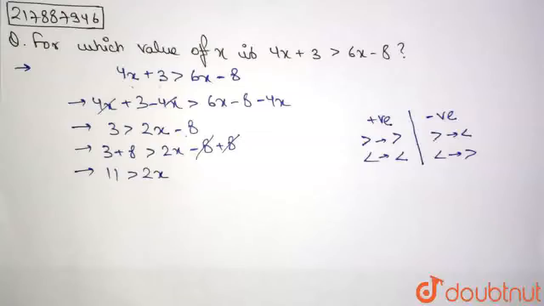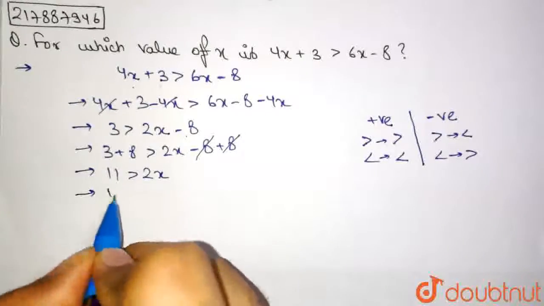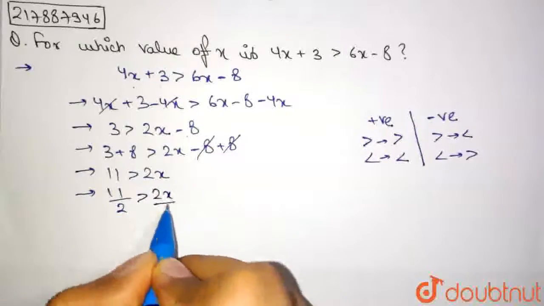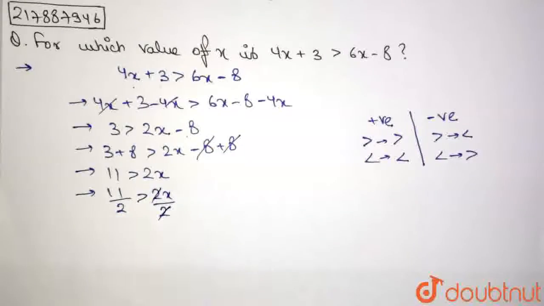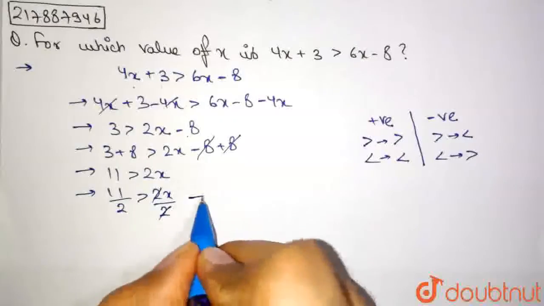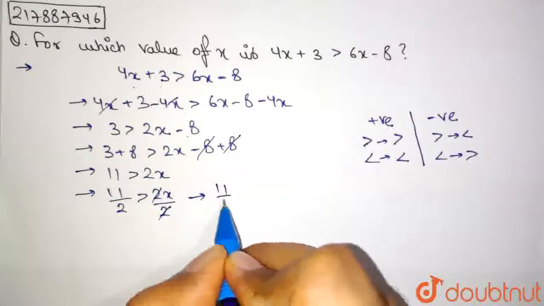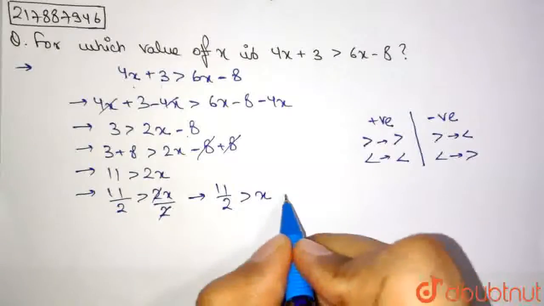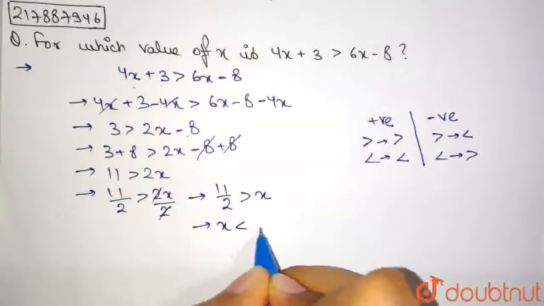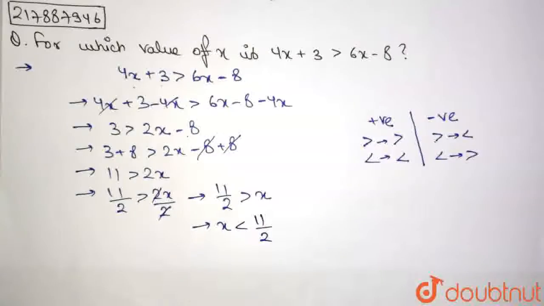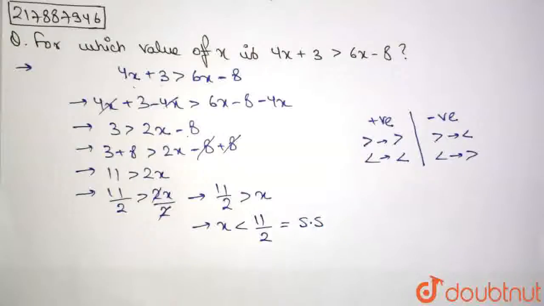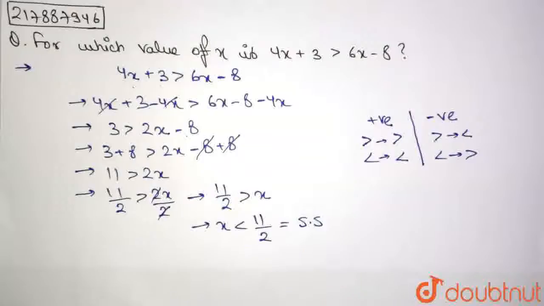So we are dividing both sides by 2. So this becomes 11 by 2 which is greater than twice of x by 2. So this 2 and this 2 actually cancel out. And finally we can say what remains is 11 by 2 is greater than x. Or we can reverse this and write this as x is less than 11 by 2. Now 11 by 2 is equal to 5.5. So we can say that x is less than 5.5 is our answer. So anything less than 5.5 should be our answer.